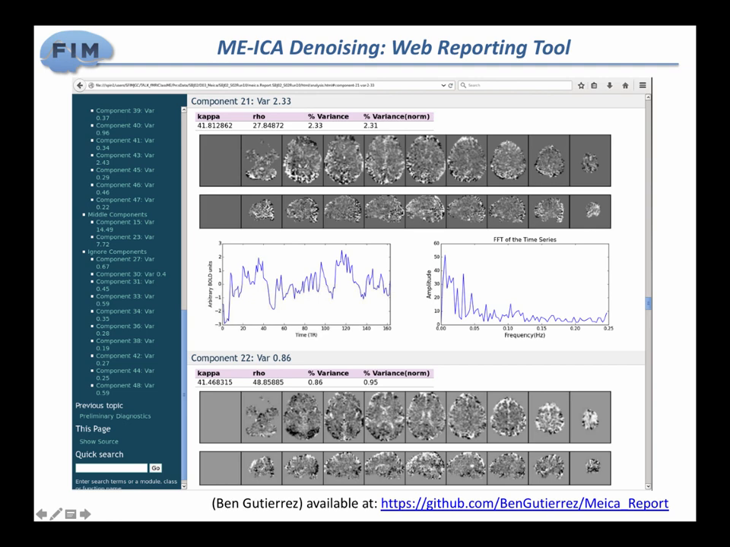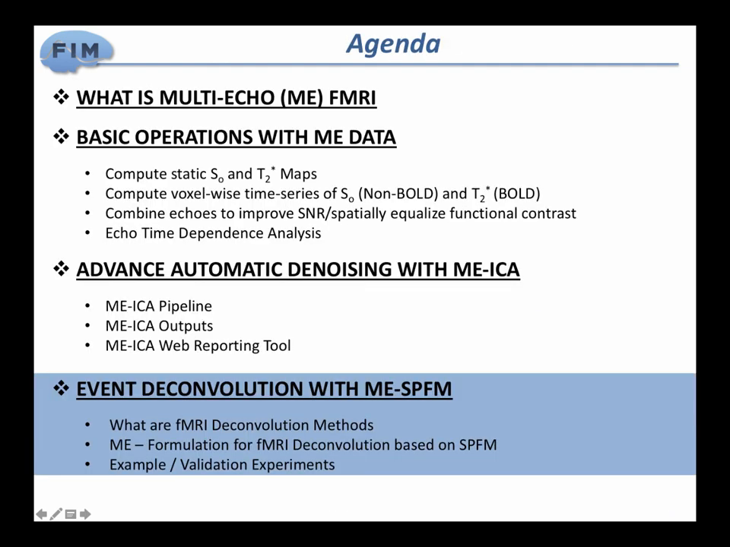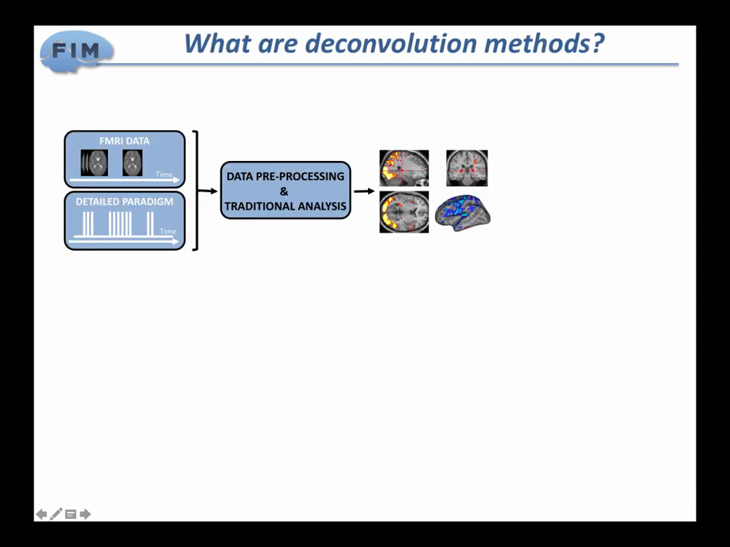So now I'm going to move to this other algorithm that we've been developing lately that takes advantage of multi-echo data for a completely different purpose. This is work in the making, and it's regarding deconvolution. So what are the deconvolution methods, again, at a very high level, for those of you who are not familiar with this?